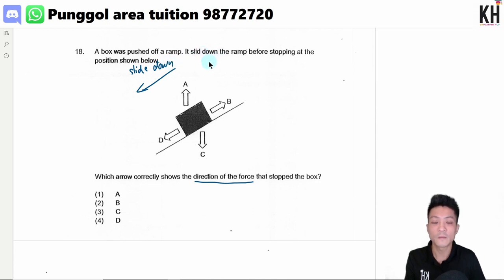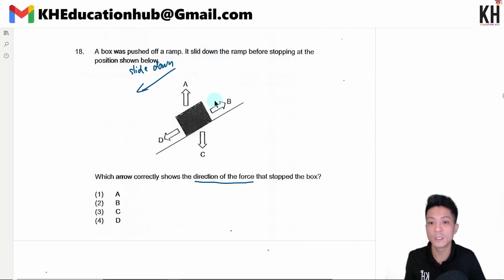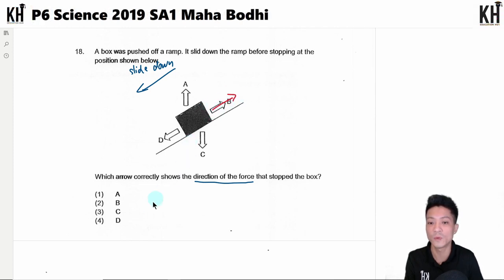So in this case, a frictional force is probably the one that is causing it to stop, and frictional force always is in the opposite direction of the motion. So B is the correct answer. Okay, number 2 shows the direction of the force that stopped the box.